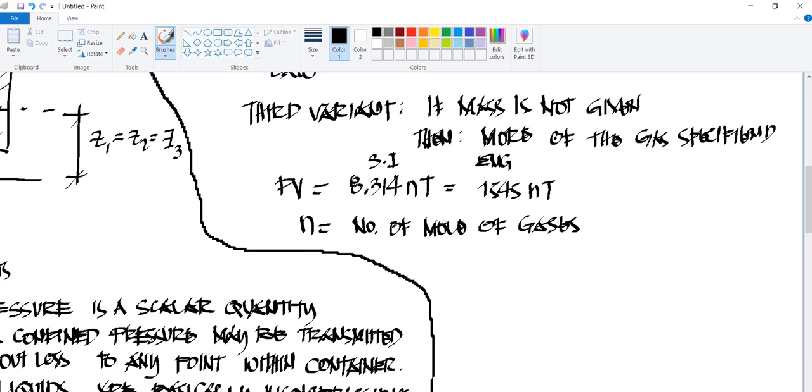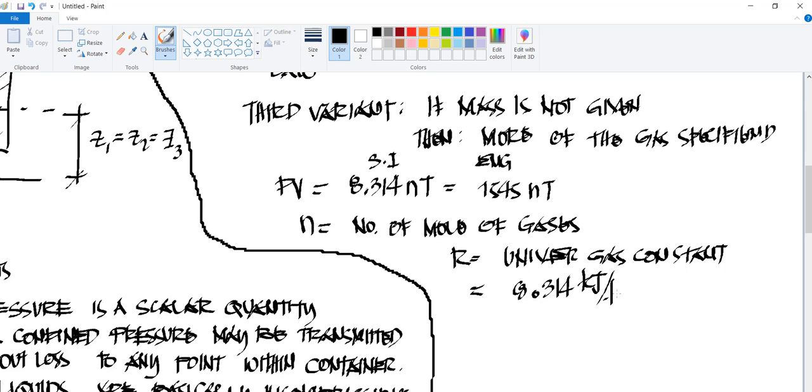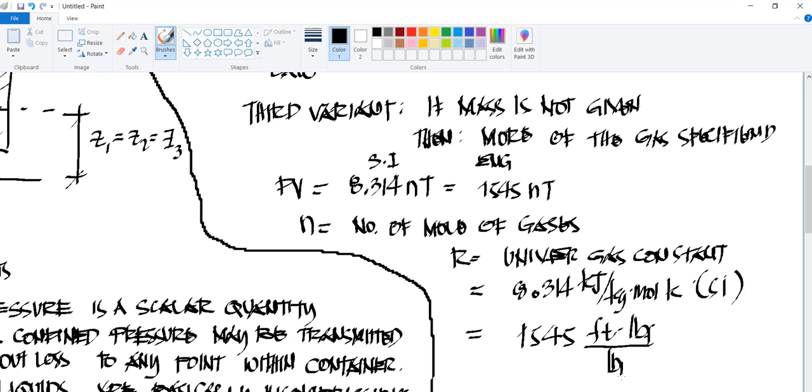Then your R, so usually R is the universal gas constant. That is equal to 8.314 kilojoule per kilogram mole Kelvin for SI, then it is 1545 foot pound force per pound mole degree Rankine for English.